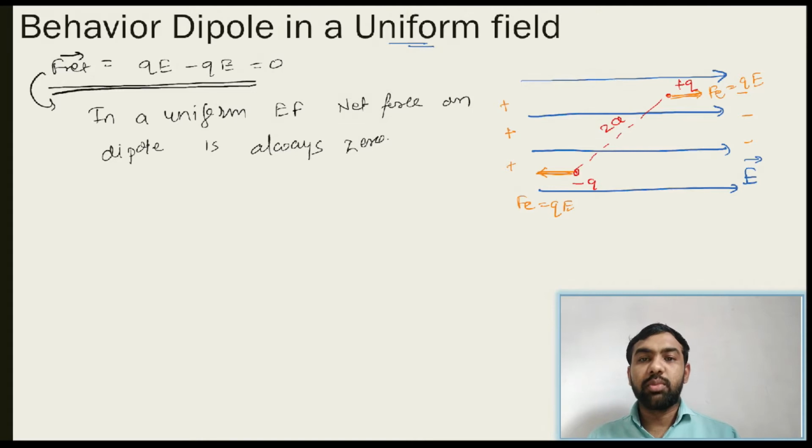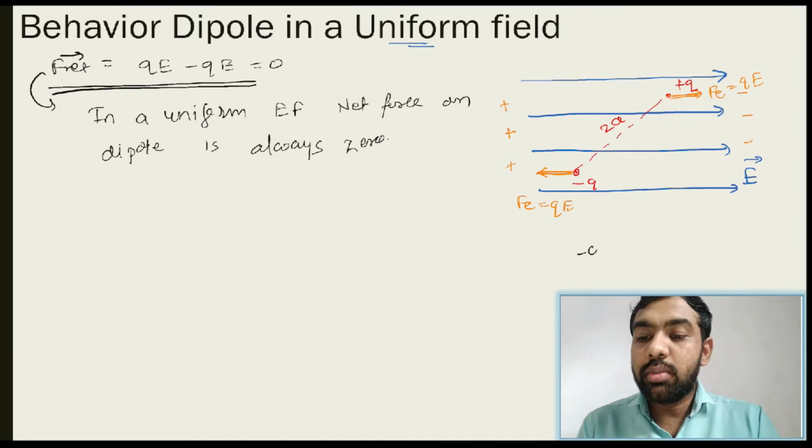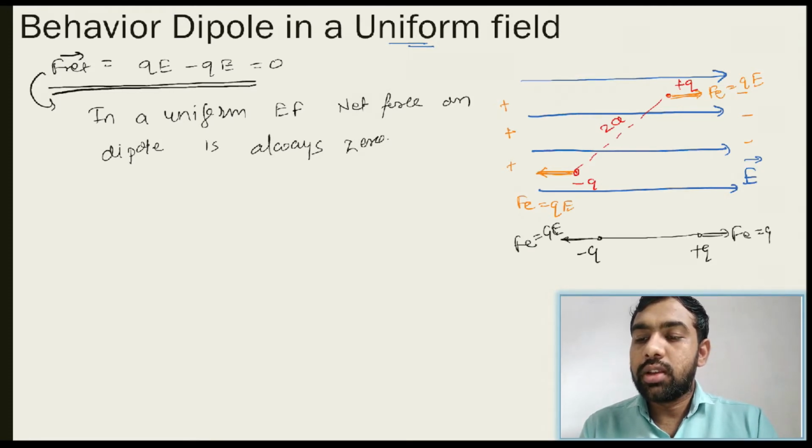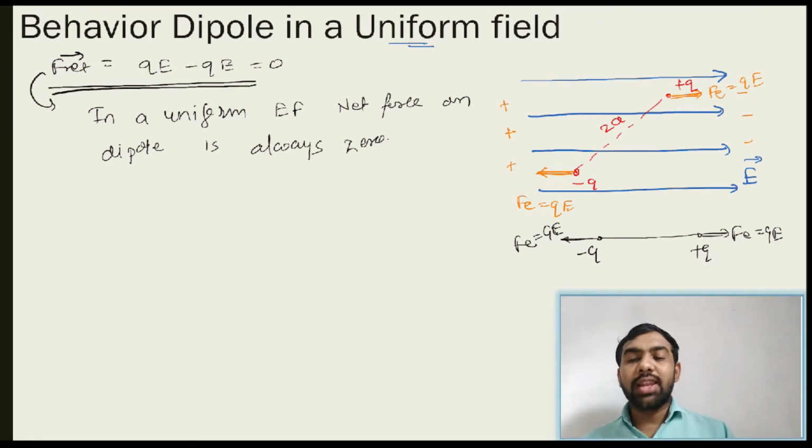Both forces are equal and opposite, but these forces are not necessarily collinear. See, right now they are not collinear. They may be collinear if the dipole is like this: minus Q here and plus Q here, then the force is QE on each. If the dipole is parallel to the electric field, the forces are opposite to each other along the same line, but otherwise maybe not. Both situations are possible.